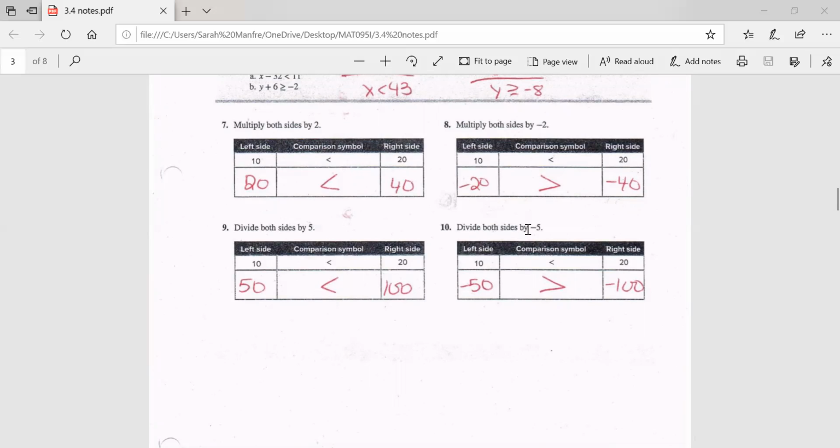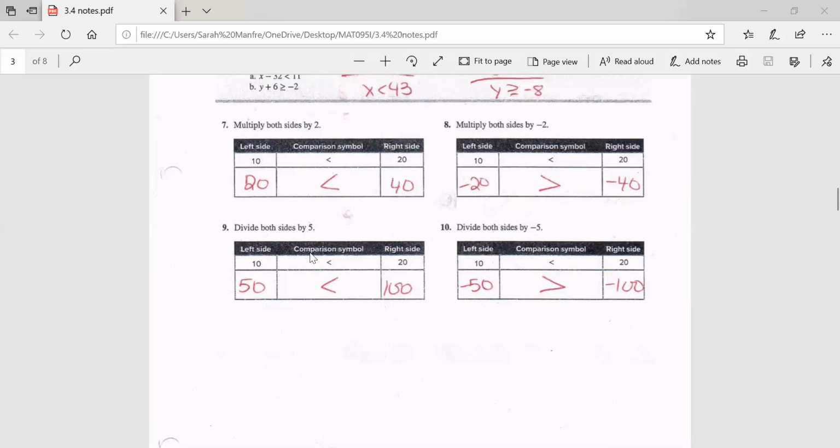Okay, and then this one, I multiplied again. I really wasn't paying attention here. Divide both sides by negative 5. Well, 10 divided by negative 5 is negative 2. So that should be a negative 2. And 20 divided by negative 5 is negative 4. So we have negative 2 is greater than negative 4. All right, so let's just pay close attention here. On 7 and 9, we multiplied and divided by a positive.